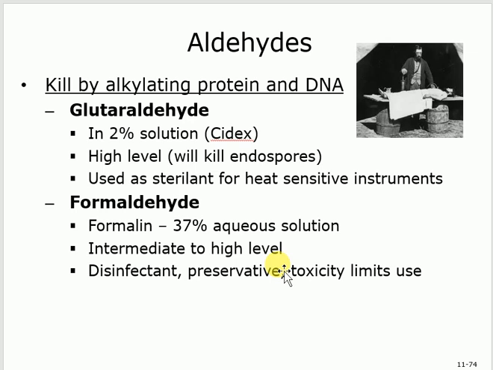Aldehydes, how do they kill? Alkylating proteins and DNA. Is that important? This is the most important. It should be on your cards. Just the way it kills, and examples. Glutaraldehyde, formaldehyde, these are aldehydes. And this is how they work.